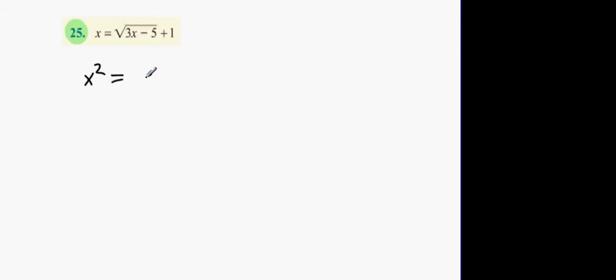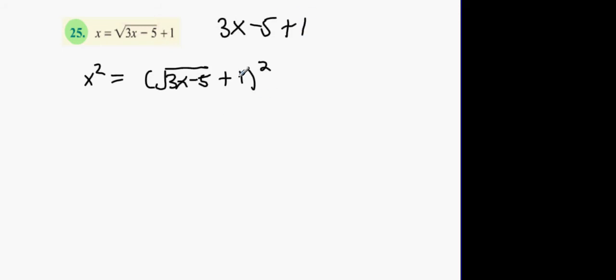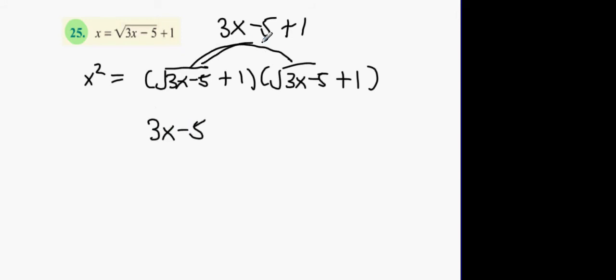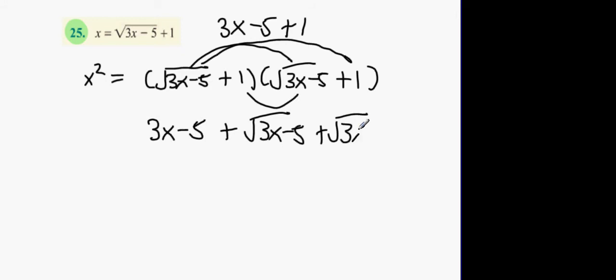Now, what most people don't realize is that if you square 3x minus 5 plus 1 squared, you don't get 3x minus 5 plus 1. What you'll end up getting is 3x minus 5 plus 1 squared. That means I have to write out this bracket twice, which means the square root of 3x minus 5 plus 1. Now this one multiplied by this one is 3x minus 5. However, this one multiplied by this one is plus the square root of 3x minus 5. This is going to be plus square root of 3x minus 5. And the other side is going to be plus 1.